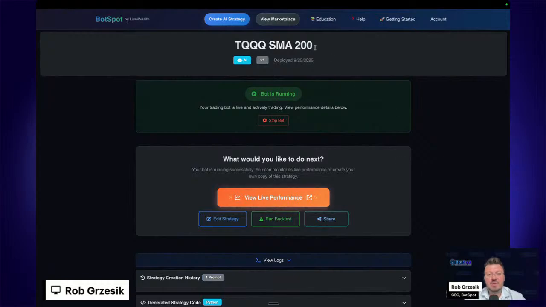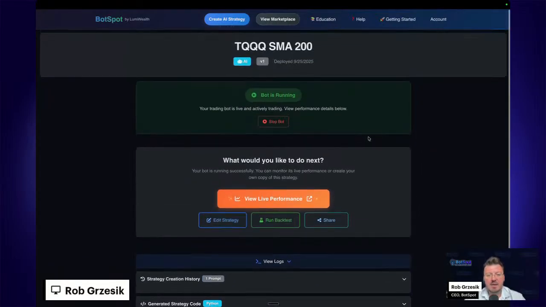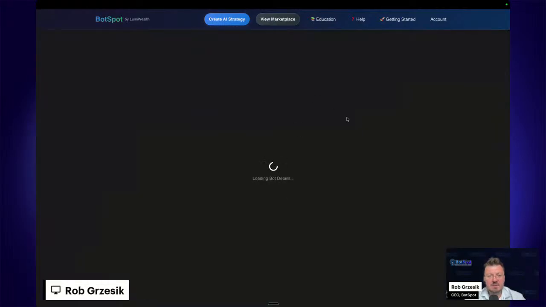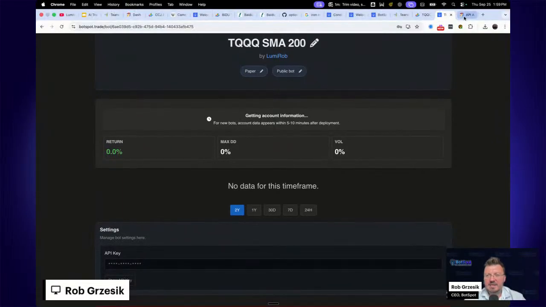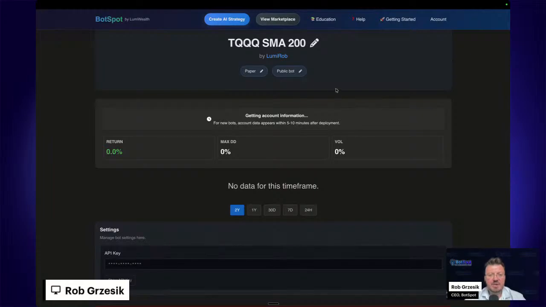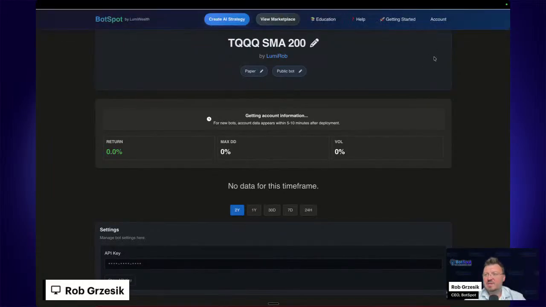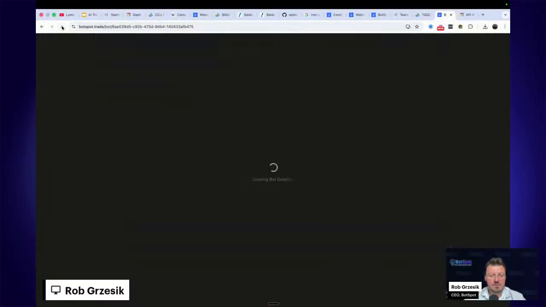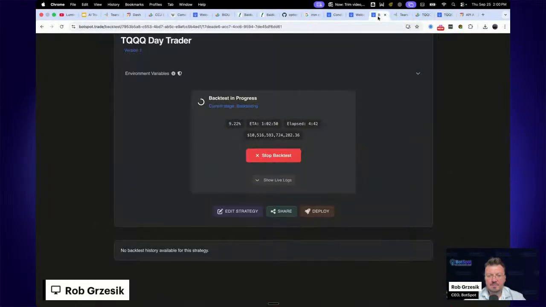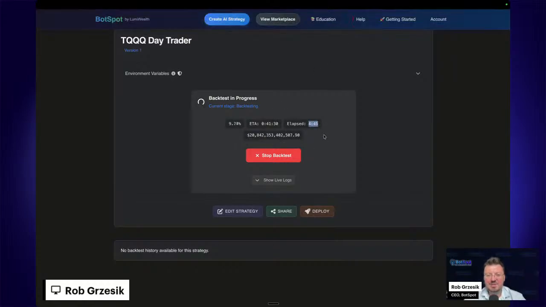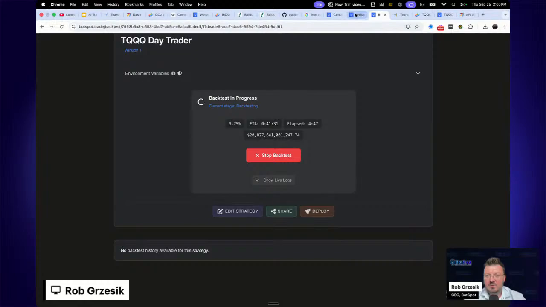Okay, so we got our TQQQ SMA 200 bot running. We're going to view live performance. Okay, it's still loading up. It takes a few seconds. It says getting account information, right? So we'll give it a few seconds to start up. I'll usually just refresh and wait until that works. Give it a few. Yeah, look at this. It's up. This day trading bot is doing something that defies reality. We have to figure out what's going on there.